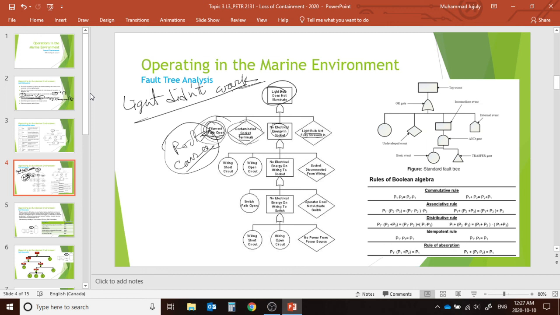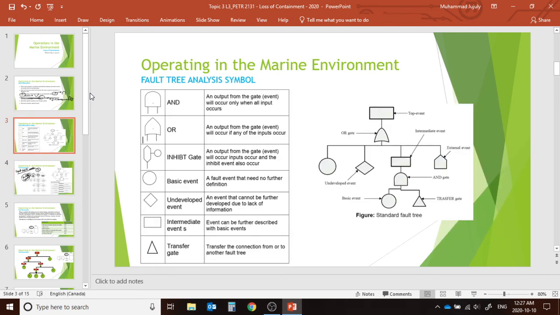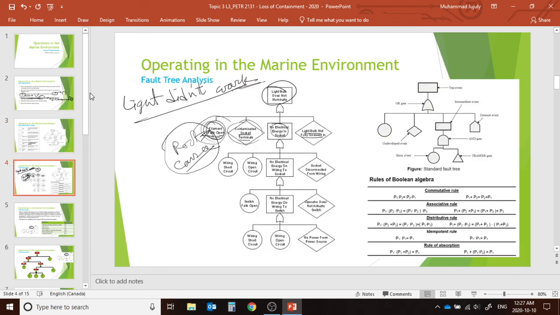Or if there is a contaminated socket terminal, then what can we do? As you see, it is an undeveloped event that we cannot go further on due to the lack of information. If this is contaminated and you don't know what to do, you have to call an electrician, and they can check and find what you can do. Or like the light bulb not fully screwed in.